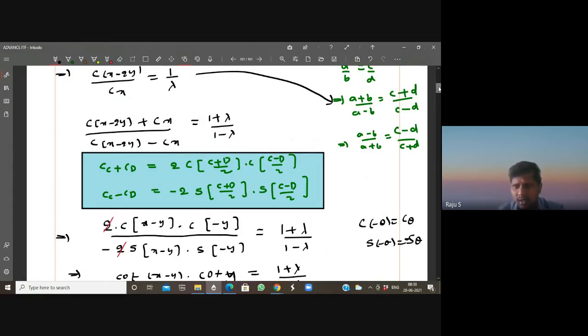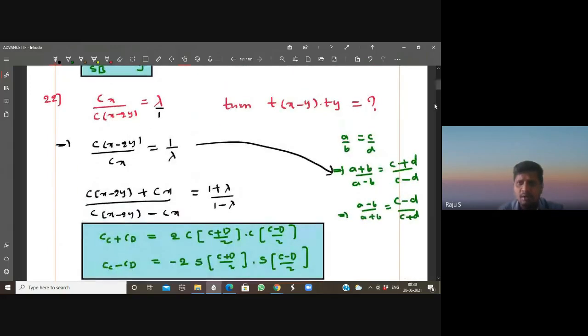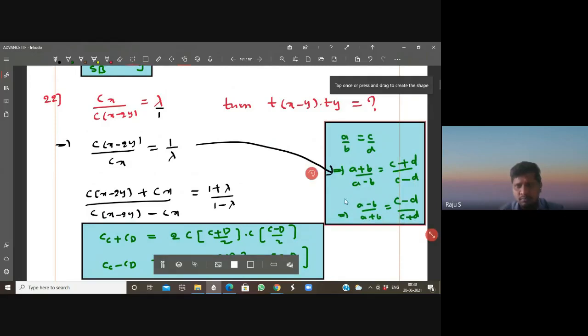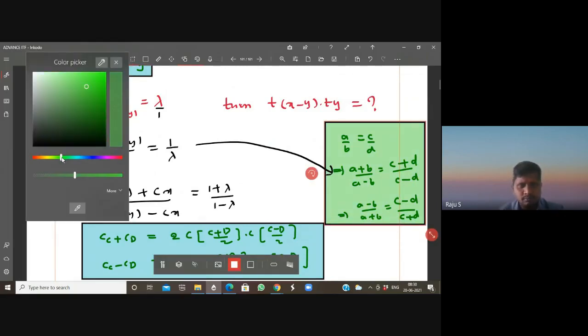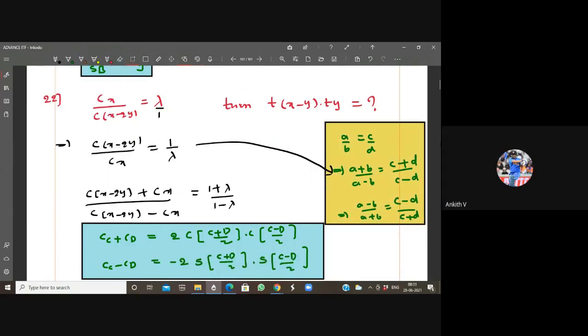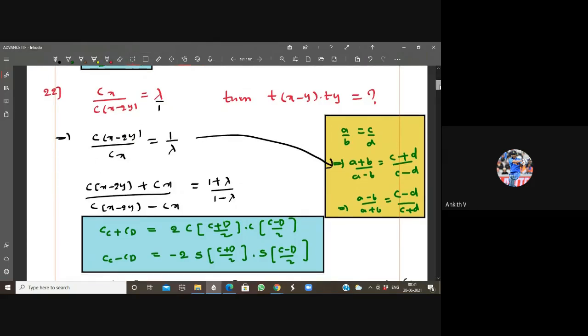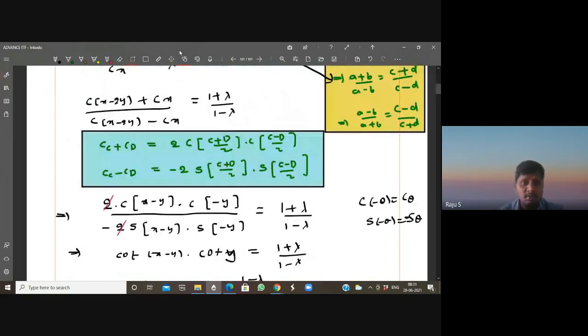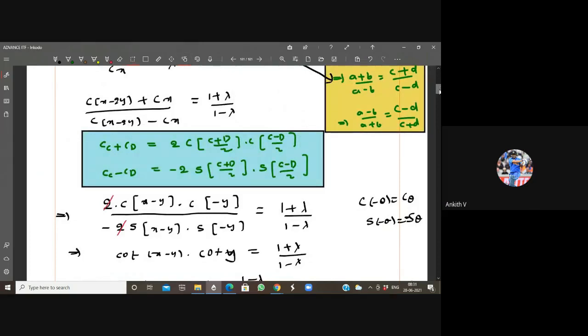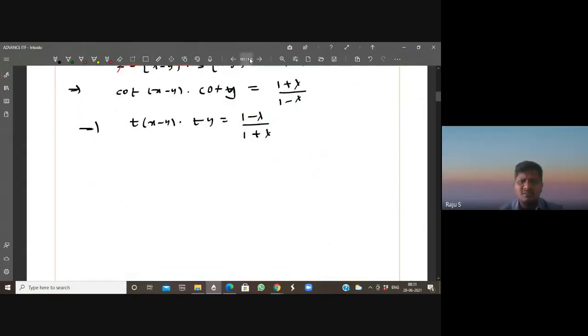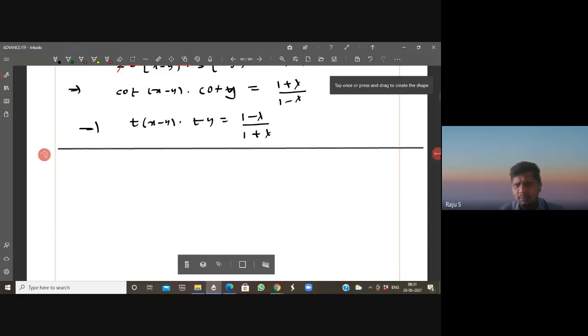Any other doubts? I applied componendo dividendo. This is called componendo dividendo, right? Remember this. Sir, will you study about this in a separate chapter? We will study about componendo dividendo in a separate chapter? I know it's not a chapter, it is just a property. Okay, sir. It's just a property. That's all. These are the two formulas. That's all.